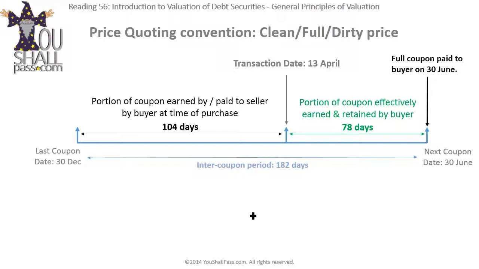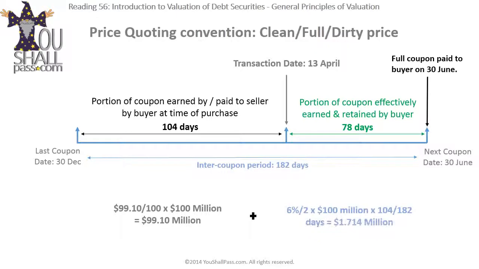To put numbers on this, if the clean price, as we had said, was 99.1, then for $100 million face value of that bond, the clean price would work out to $99.1 million. The accrued coupon, which the buyer has to pay to the seller, is the semi-annual coupon rate of 3% times 104 days that the bond was in the seller's ownership, divided by the intercoupon period. That's 182 days. That leads to an accrued coupon of $1.714 million. Check this result. It will help you firm up the concept and repeat it in the exam if required.